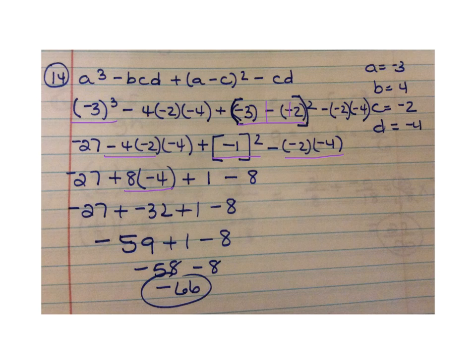Now I'm just ready to work left to right. Negative 27 plus negative 32 is negative 59. Negative 59 plus 1 is negative 58. Negative 58 minus 8, because you add the opposite, gives me negative 66.